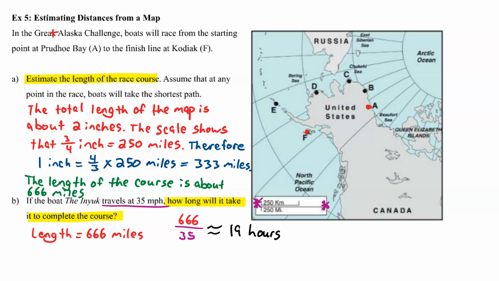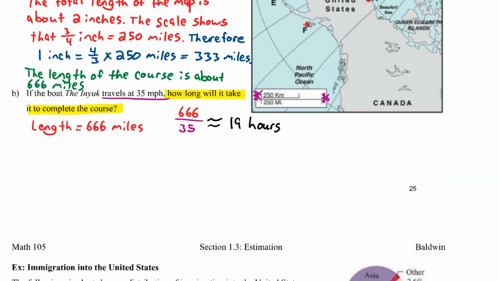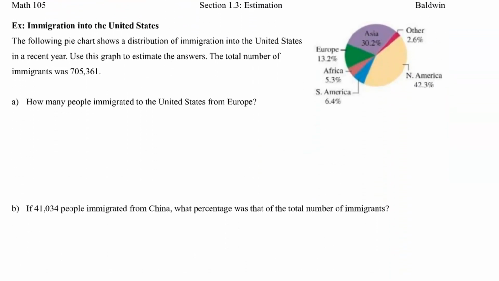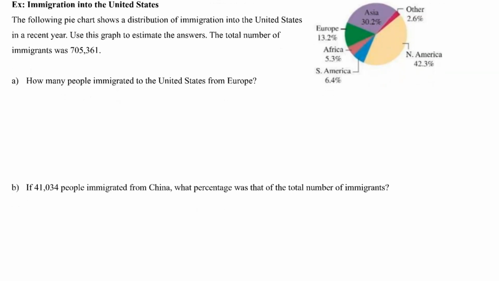The next example we have is another pie chart showing a distribution of immigration into the US in a recent year. We want to use the graph to estimate the answers, and we're told the total number of immigrants was 705,361. So part A, how many people immigrated from Europe?